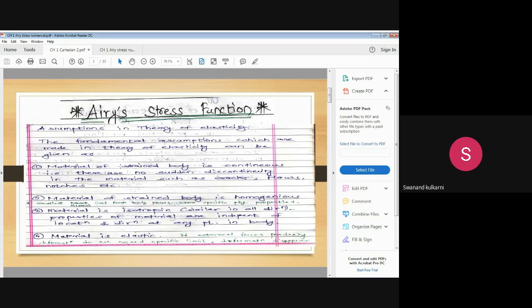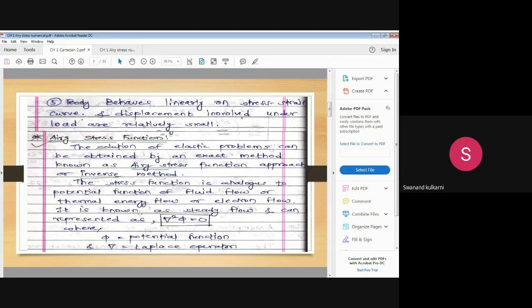In that subject we are already familiar with the assumptions that the material should be continuous, the material should be homogeneous, the material should be elastic, and the displacement or the deformation should be small. So these are certain assumptions.